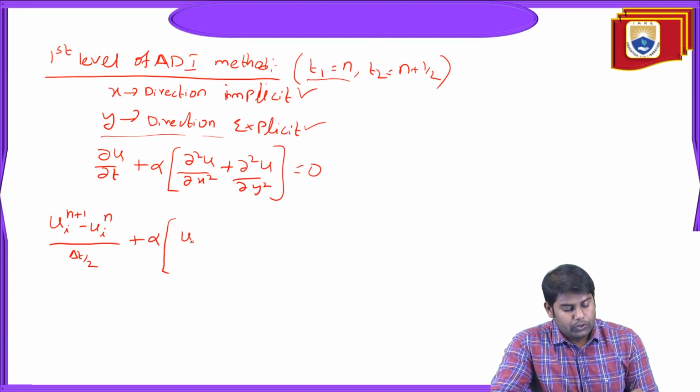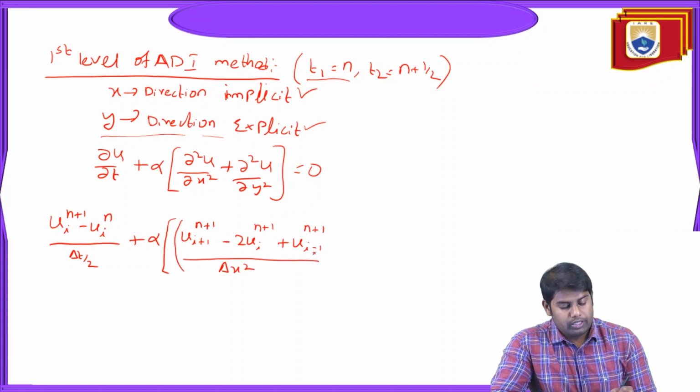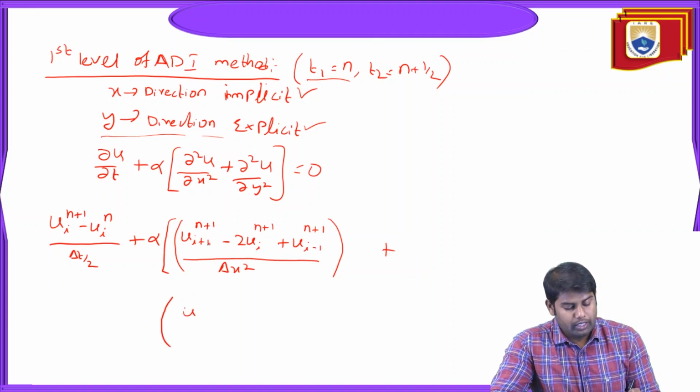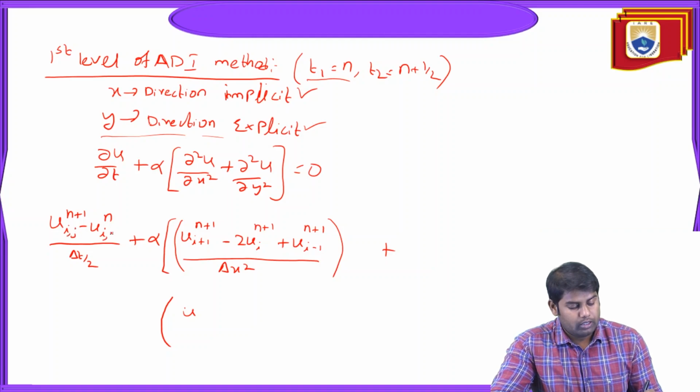How? u of i plus 1 to the power of n plus 1 minus 2 u of i to the power of n plus 1 plus u of i minus 1 to the power of n plus 1, divided by delta x square. So this first is implicit. Next, plus the y term. What we will do? Here we have to write i comma j since it is 2D. j will be constant.